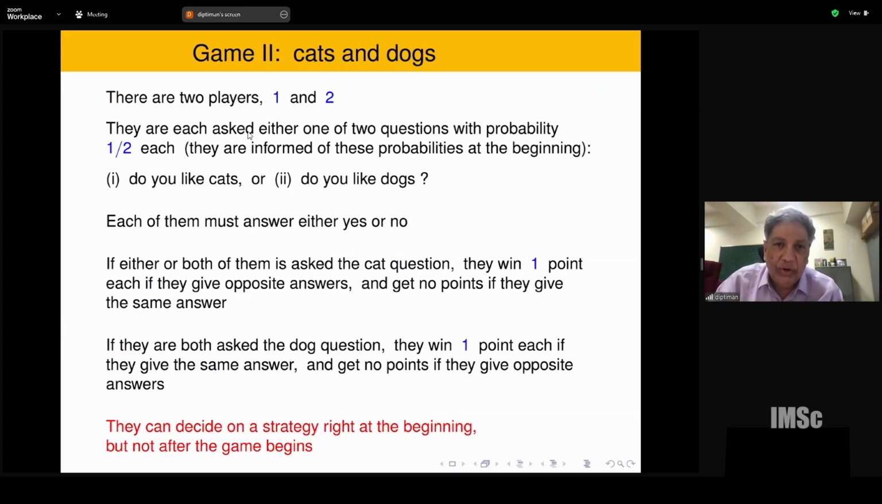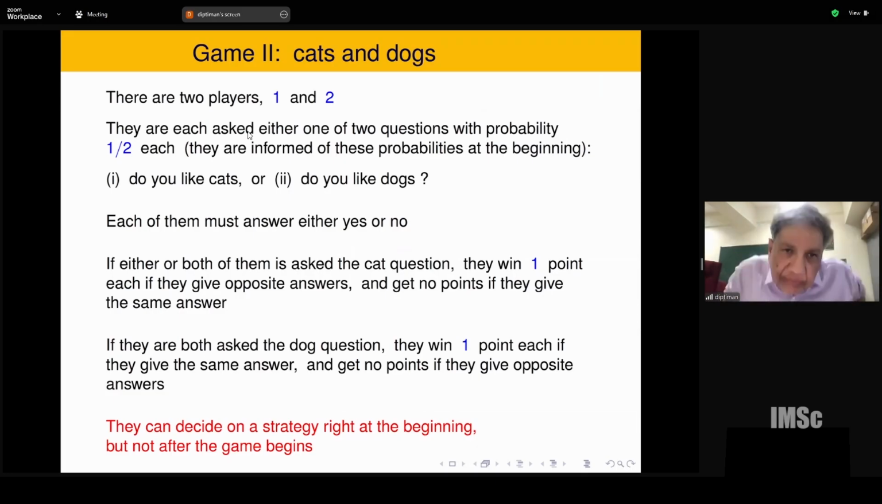So the next game is a little more complicated, and it's called the cats and dogs game. Again, there are 2 players, and you'll see that this is going to be a cooperative game. Both players can try to cooperate to win, for both of them to win as far as possible. So the rules are as follows. Once again, there's a referee, a third person, and this referee asks each of the 2 players with probability half, do you like cats or do you like dogs? And each of the players has to answer yes or no.